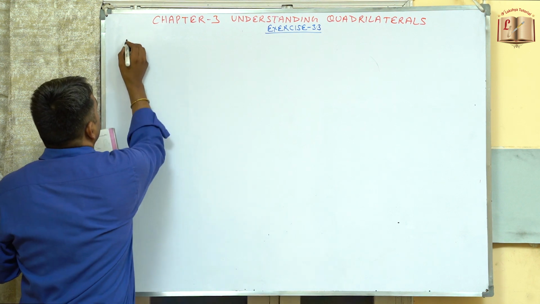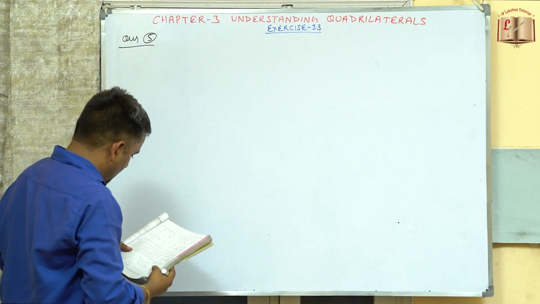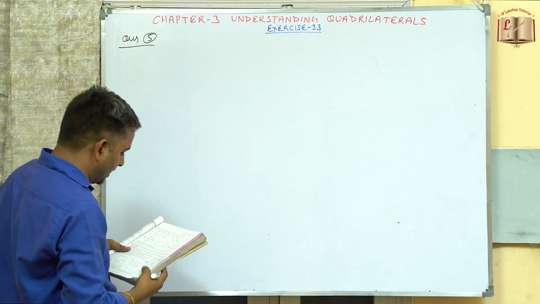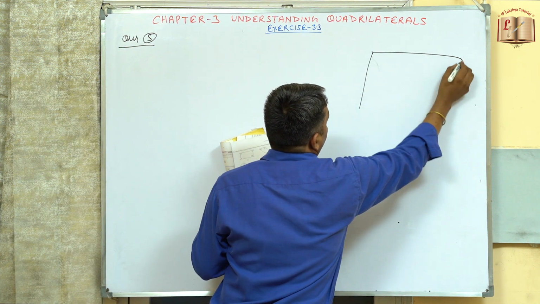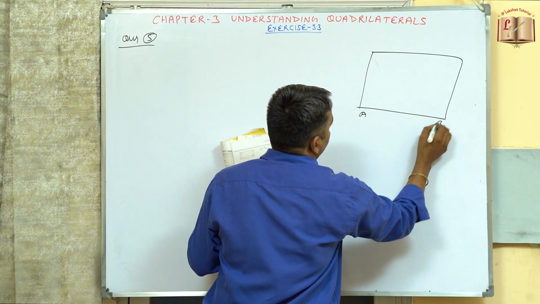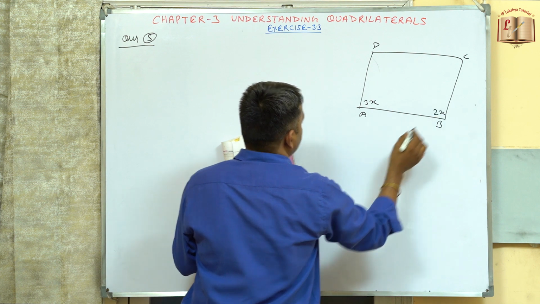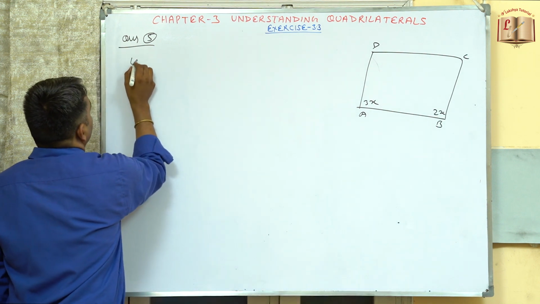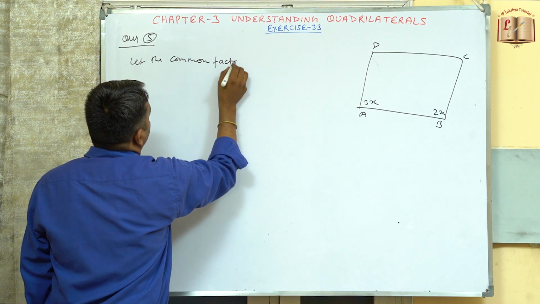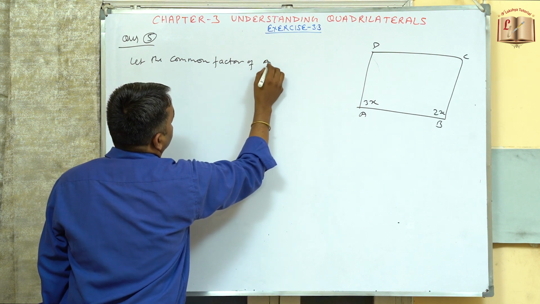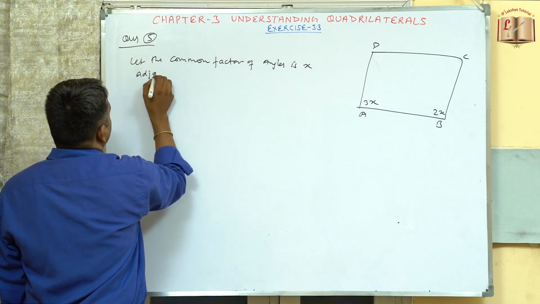So now coming to question number 5. The measures of the two adjacent angles of a parallelogram are given. Find the measure of each angle. So suppose this is a parallelogram A, B, C and D. The adjacent angles are given as 3x and 2x. So let the common factor of angles be x. So adjacent angles are 3x and 2x.